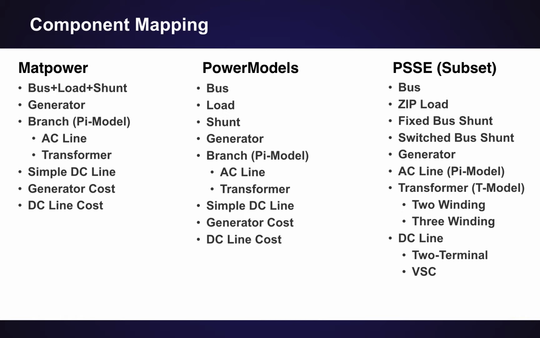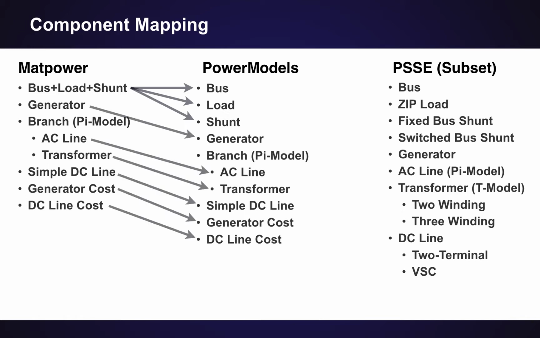So let's talk a bit about the component mapping. On the left, we have all the components in Matpower. In the middle, we have the PowerModels component list, and on the right, we have the subset of PSSE that we're interested in supporting. So this is how the things map in Matpower. In Matpower, the bus records include both the load and the shunt value. These will be broken into 3 separate components, so we have explicit loads and shunts. And then all of the other components will pretty much map one-to-one over to the PowerModels format.